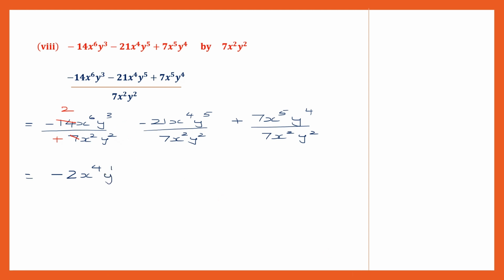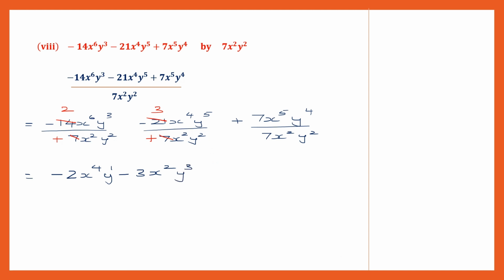Next one, here we have a plus sign. So when signs are different, your answer is going to be negative. Now look at the numbers. 7 and 21 cancel. 7 threes are 21. So your number is 3. Now look at the literals. x to the power of 4 minus 2 makes it x to the power of 2. y to the power of 5 minus 2 is y to the power of 3.